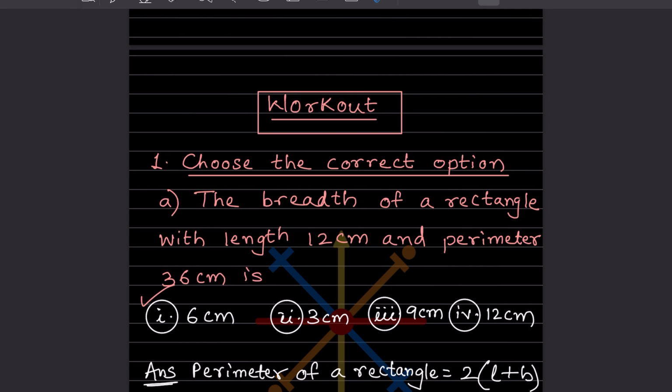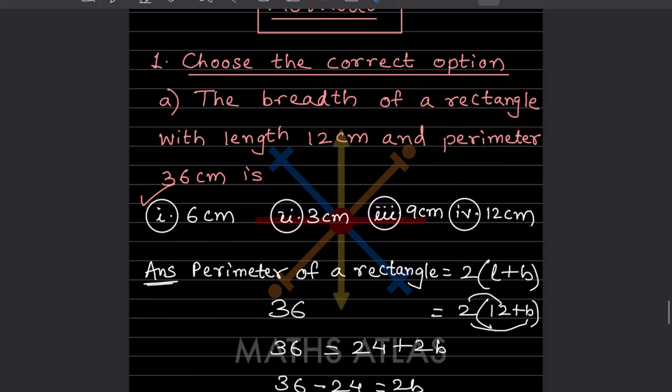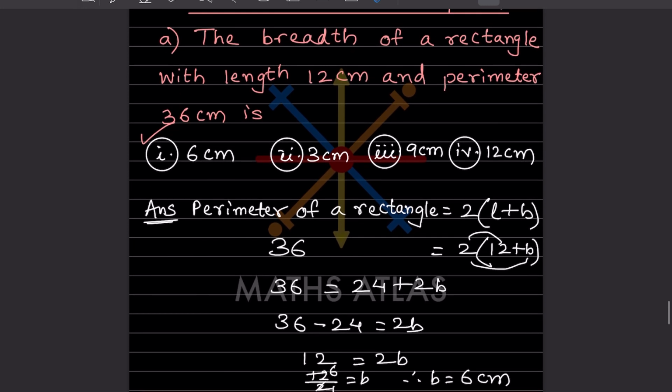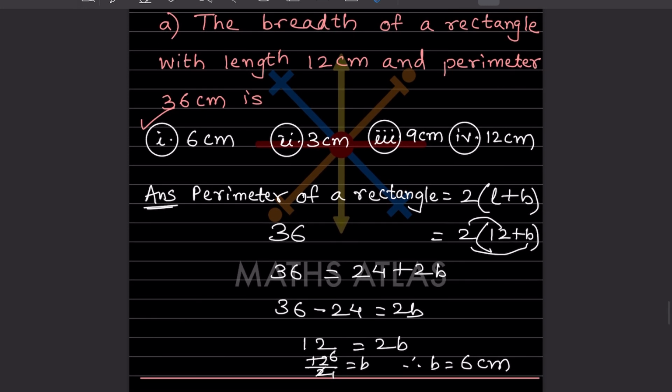They said to choose the correct option. The breadth of a rectangle with length 12 centimeter. You have to find out the breadth, and length is given as 12 centimeter and perimeter is given as 36 centimeter. Whenever you have this, you are not going to do it orally, but you have to solve it. Even if it says to choose the option, better not do it orally because the options will be very close and you might get it wrong. So you have to follow the method.